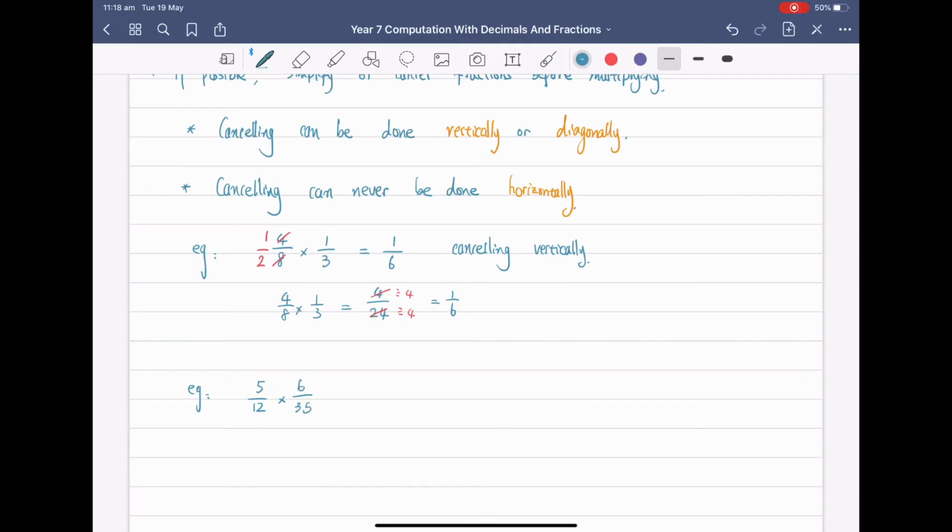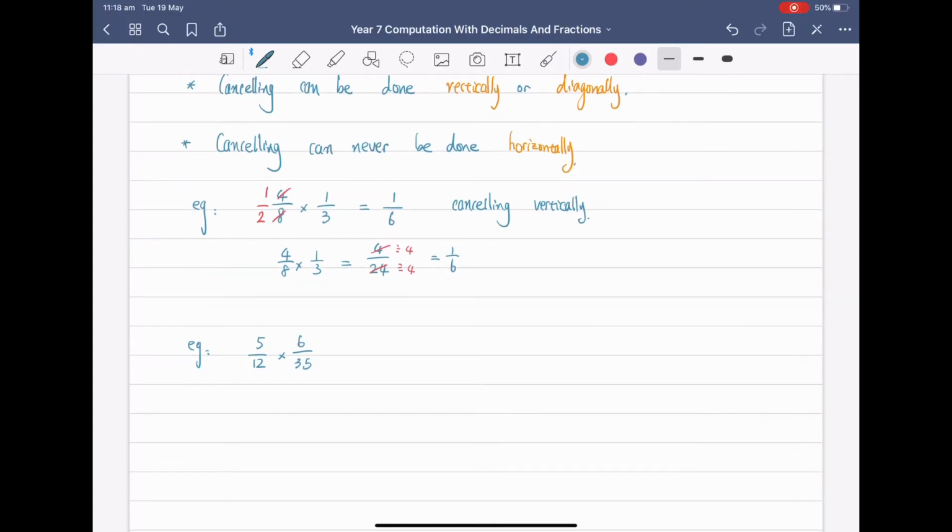Alright, so we have 5 over 12 times by 6 over 35. And how do we simplify this before we actually multiply the number? Because as you can see, 12 and 35 is just too big to multiply. Usually it's hard to do it without a calculator. But how do we do it?